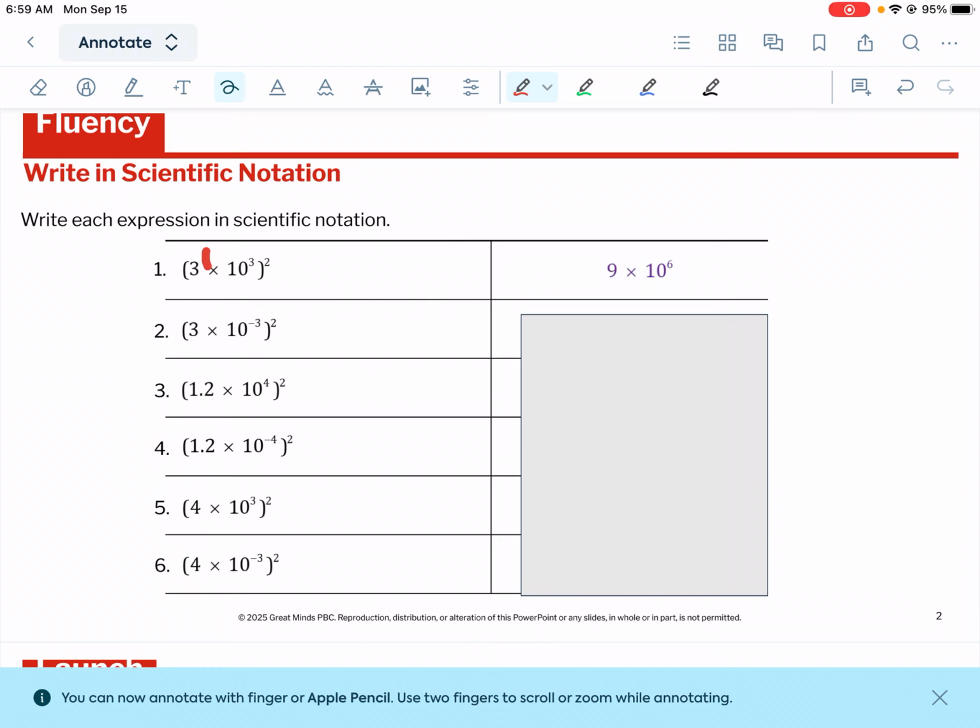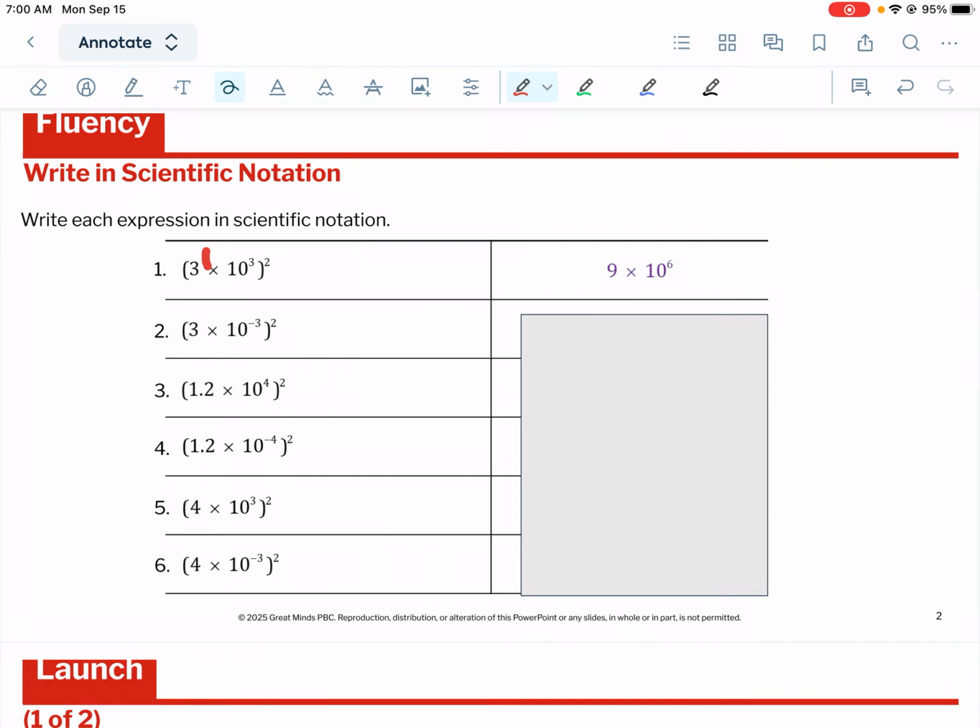2 times 1 is obviously 2. 3 raised to the power of 2 is the same thing as saying 3 times 3. 3 times 3 is 9. That gives us the answer of 9 times 10 to the 6th power. I'm going to give you some time to do number 2, 3, 4, 5, and 6. I'm going to give you maybe 5 minutes to work on that silently, so pause it here to allow work time.